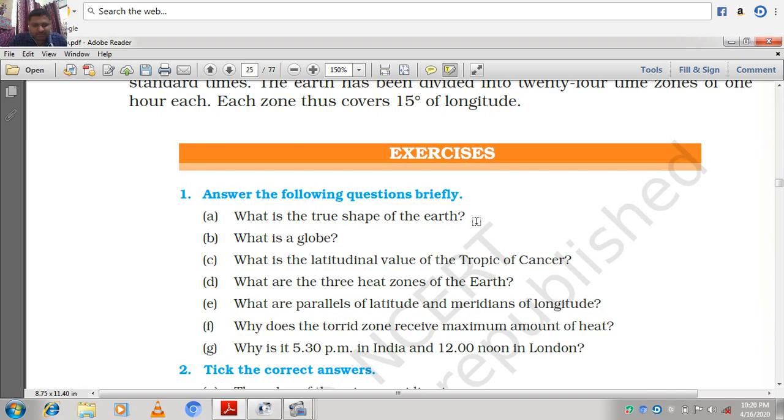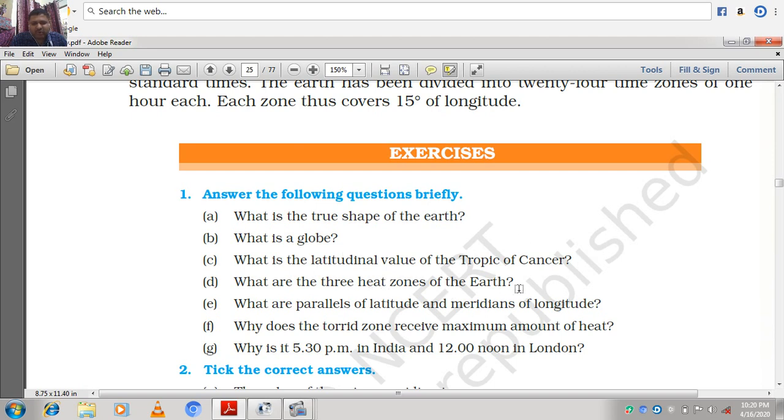So the next question is C. What is the latitudinal value of the Tropic of Cancer? The latitudinal value of the Tropic of Cancer is 23.5 degrees north. Tropic of Cancer is in the north, Tropic of Capricorn in the south. Okay, so the right answer is 23.5 degrees north.